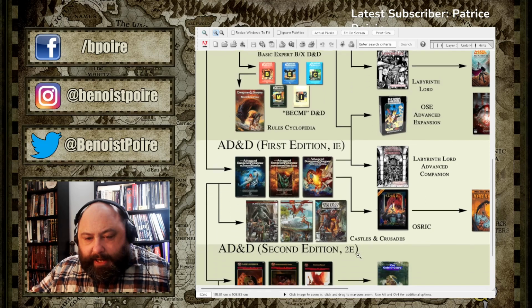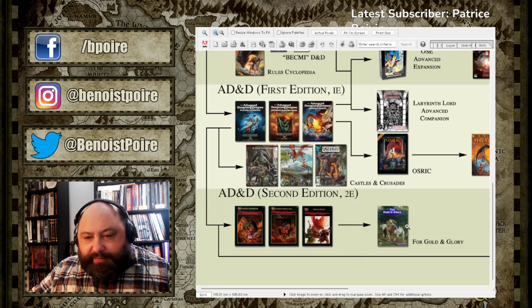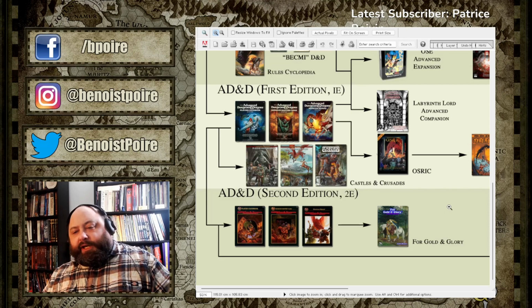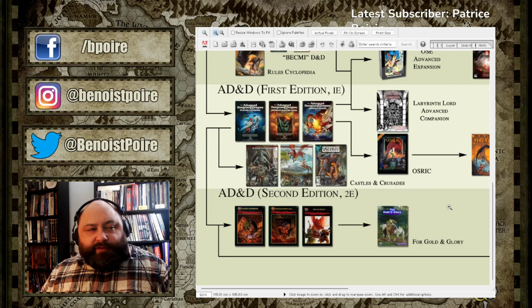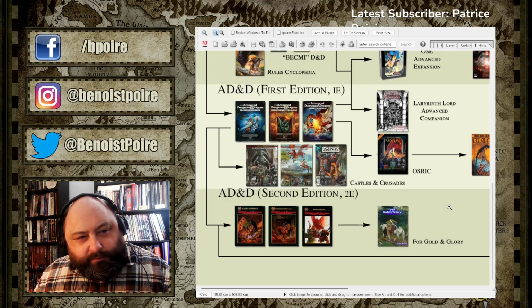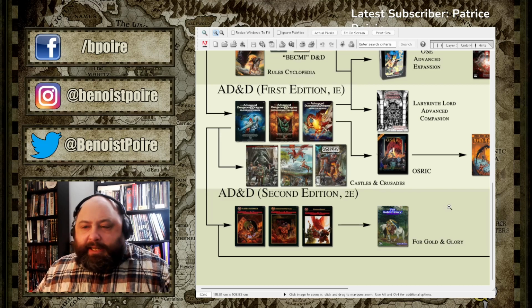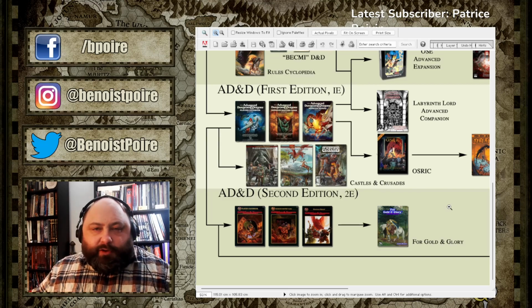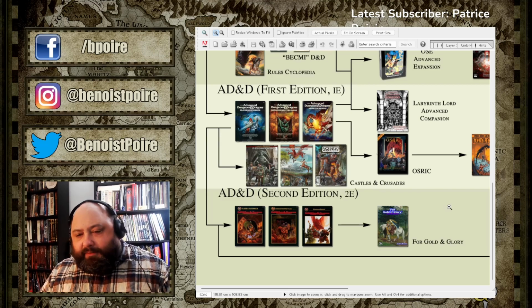So now at the end of the second edition, you just have one clone that's For Gold and Glory. There was another attempt which was called Myth and something else, but it was kickstarted and then basically the project fell apart, so I didn't mention it.